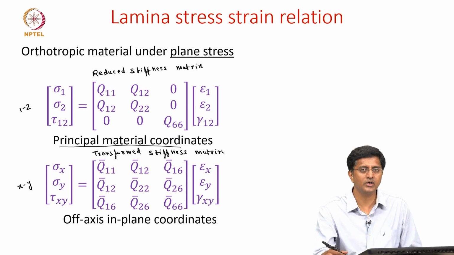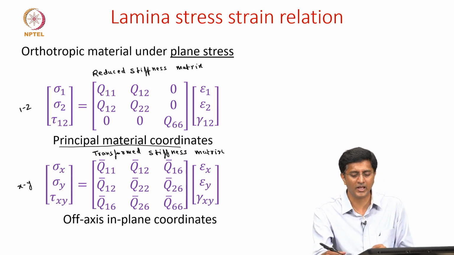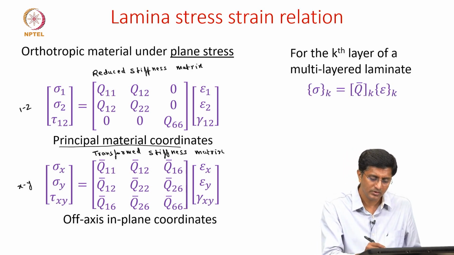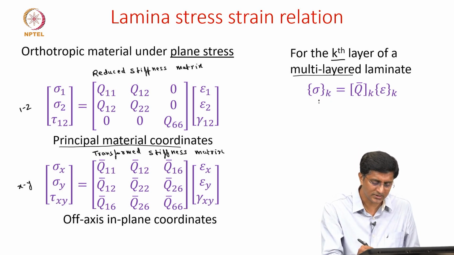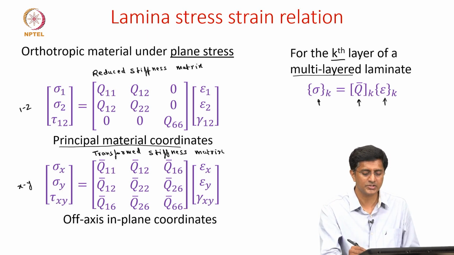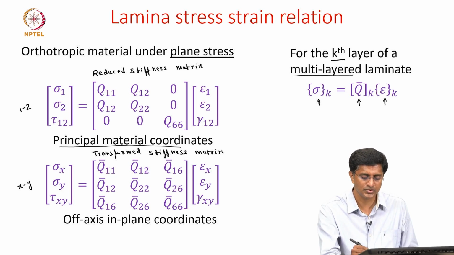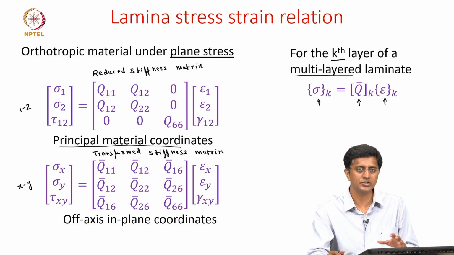Either we are looking in the principal coordinates or the body coordinates. Essentially, if we are focusing on the kth layer, which means one of the layers in a laminate, meaning the kth layer in a multi-layered laminate, then the stresses are related to the strains using the transformed stiffness matrix, which we represent using Q bar. So let's keep this in mind, because we will use these concepts a few slides later, where we'll invoke these to come up with the stress strain relations in the laminate.